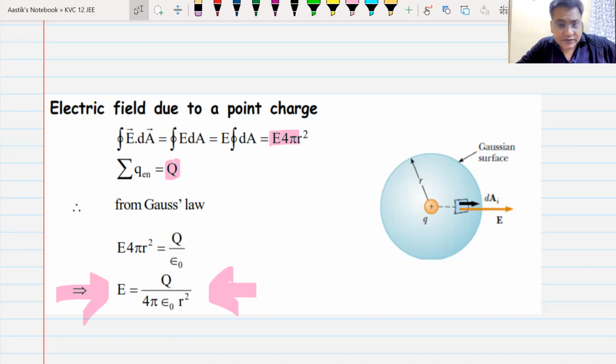We have already done this derivation. We know this value. How it is done? We make a spherical surface. Why I'm showing this? Because I might need this to do something else.